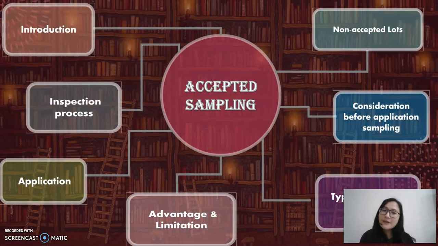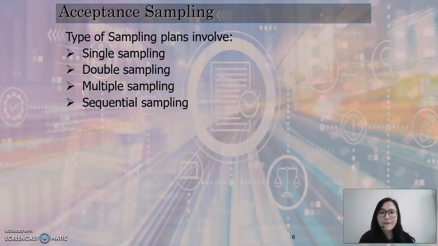Okay. After you understand what accepted sampling is, what types of accepted sampling are available? They have 4 types: single sampling, double sampling, multiple, and sequential. And this module will only focus on the single sampling plan, which is the fundamental method for accepted sampling. Single sampling plan means you only pick one time. Double sampling plan means we pick 2 times. After a single sampling plan, if we are confused whether to accept or reject, better go for the double sampling plan.